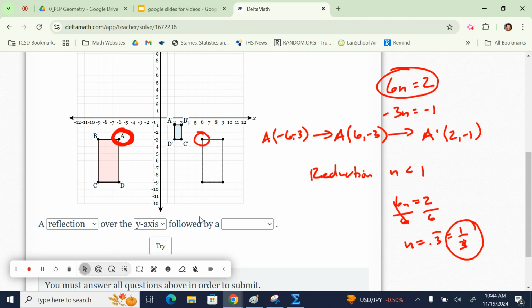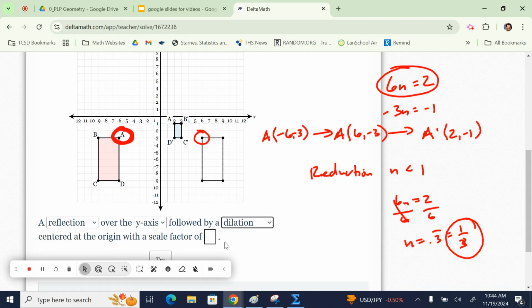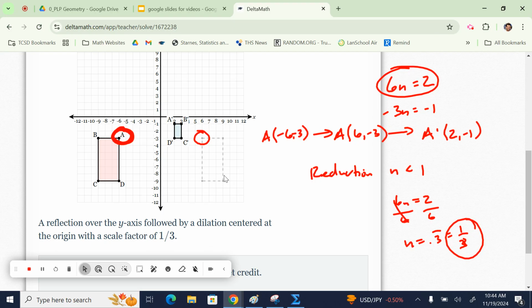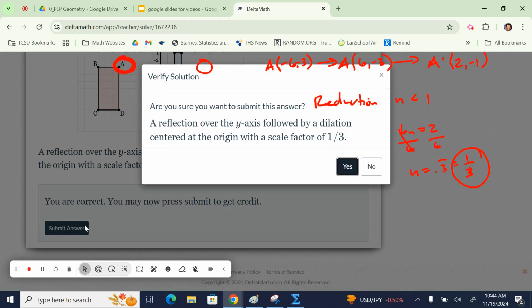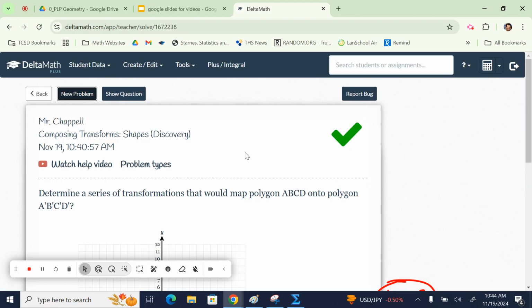So if you take a look here, I next need to do a dilation, center at the origin, by a scale factor of, and again, I'm going to type in 1/3. And I'm going to click try. Okay, so there we go. When I dilate by a scale factor of 1/3, boom, I'm right on top of it. And there it is. Green check mark. All right, let me do one more for you.